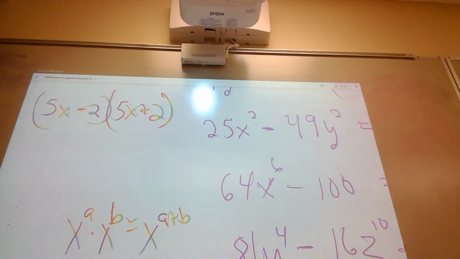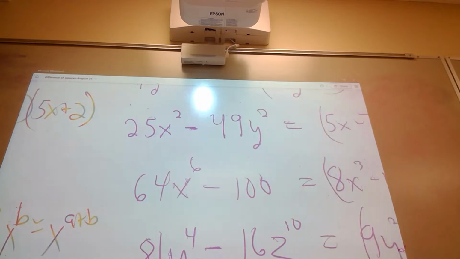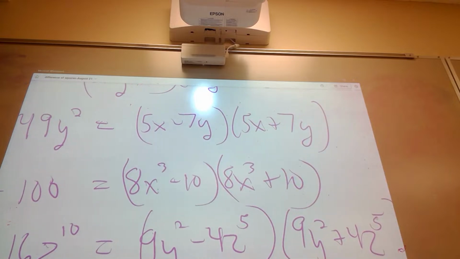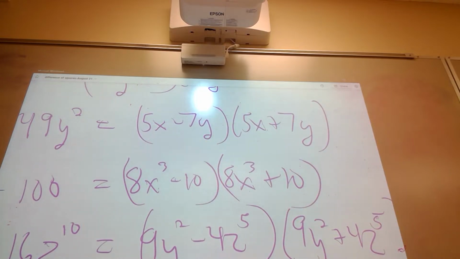Okay, so the square root of 81 is 9. Square root of y to the 4th is going to be y squared. Square root of 16 is 4. What's the square root of z to the 10th? Anyone? Z to the 5th. Because z to the 5th times z to the 5th gives you z to the 10th. So we have 9y squared minus 4z to the 5th times 9y squared plus 4z to the 5th. Okay?